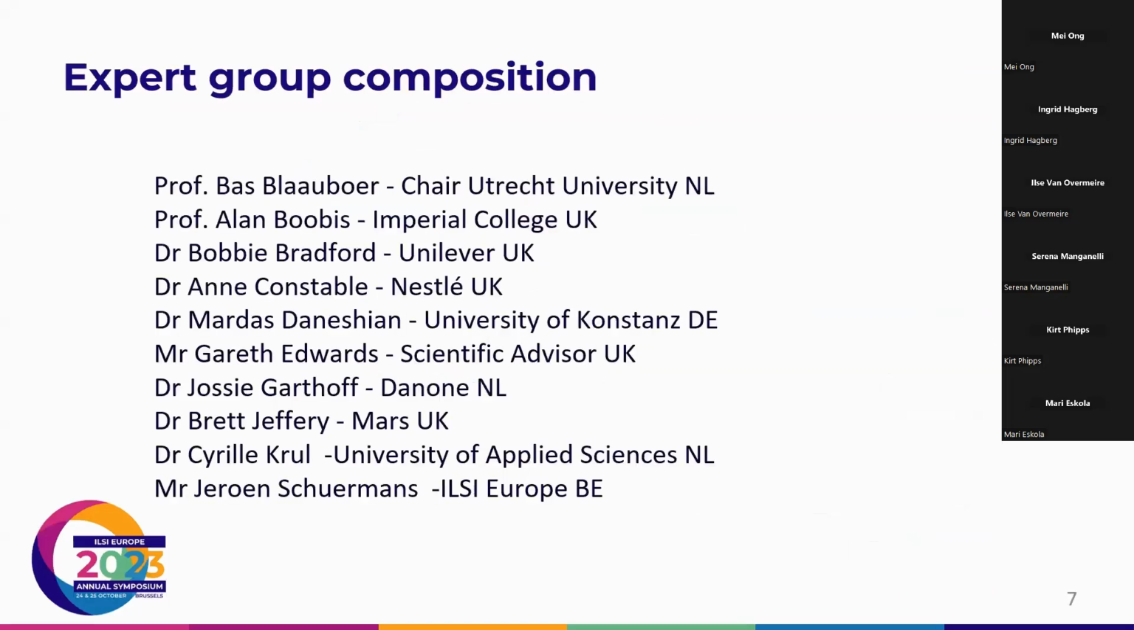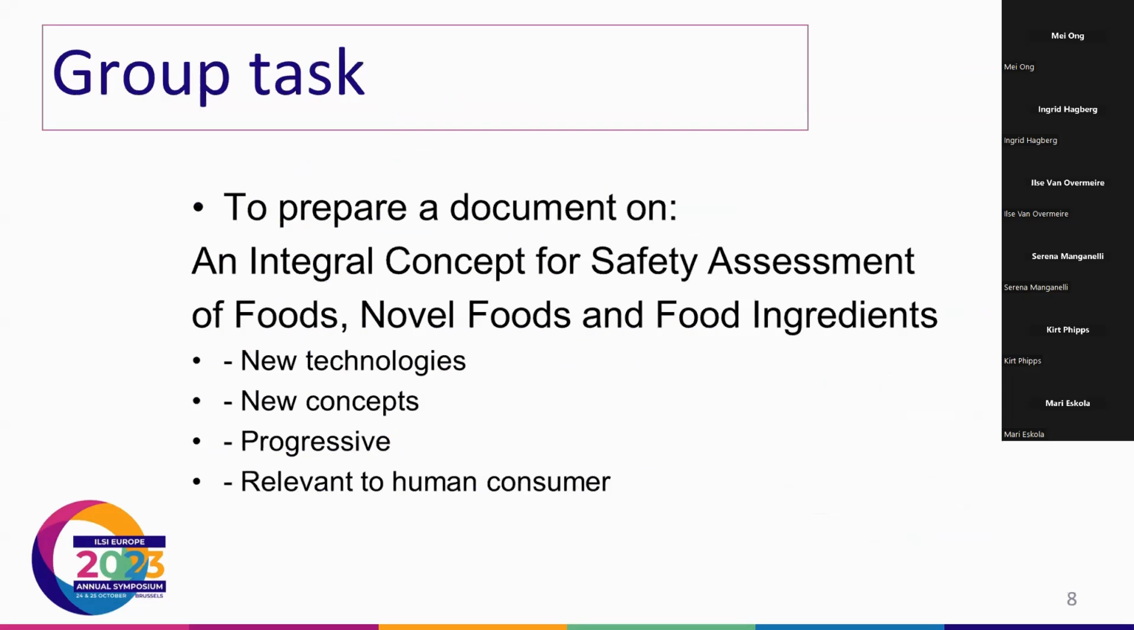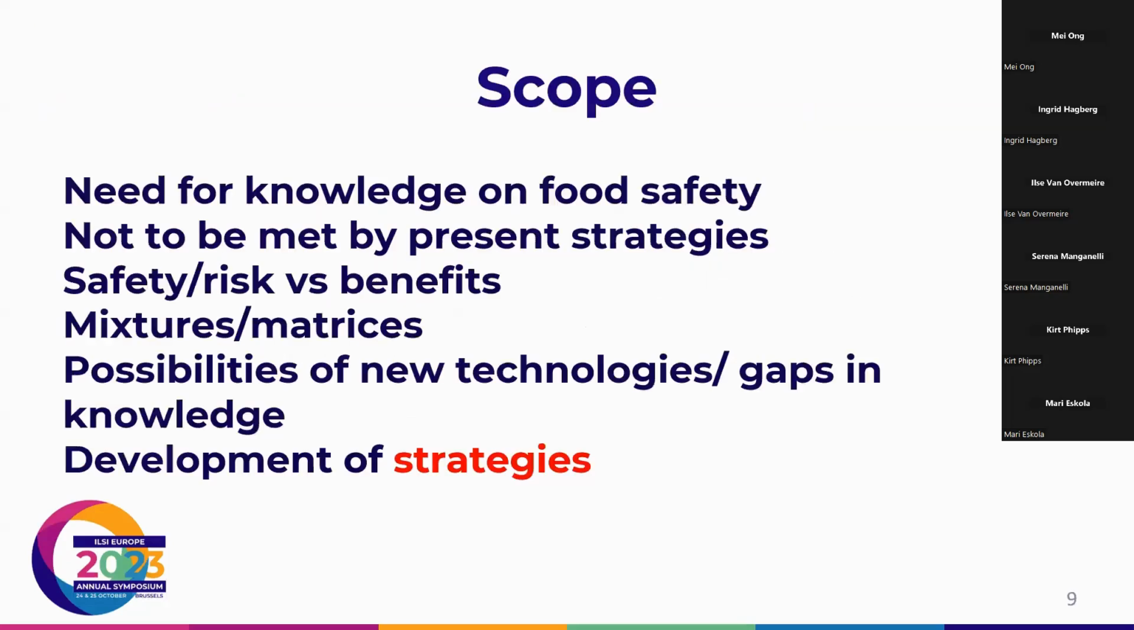As a basis of this, we had an expert group consisting of these persons in 2015, 2016. And they came up with the task to see how we could have these new approaches integrated in the way in which we will be able to do this in the novel foods, food ingredients area. We talked about new technologies, new concepts, and especially relevant for the human consumer. That was the starting point.